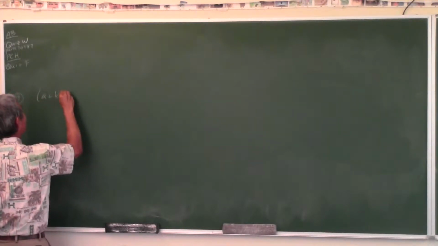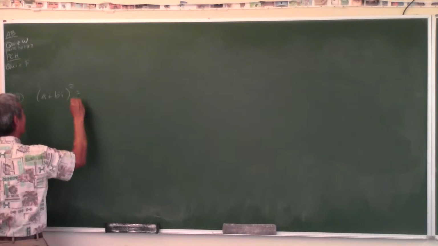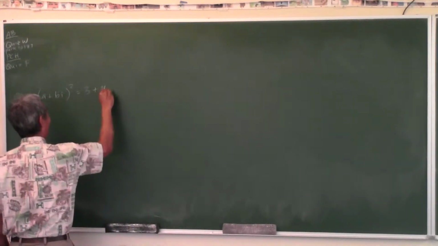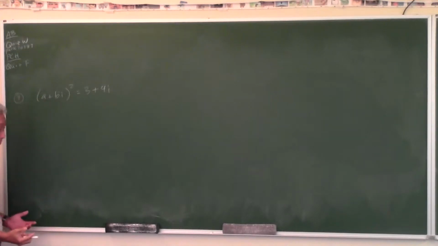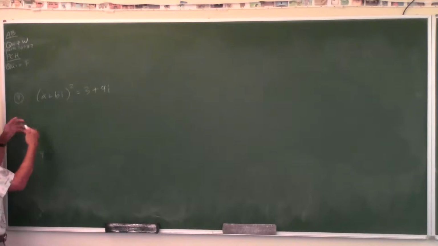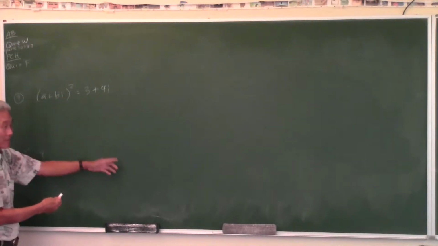Okay, what complex number squared will give you 3 plus 4i? Let me ask you this. Why is 3 the square root of 9? Because when you square this, you get 9, right? So we're trying to find the square roots of 3 plus 4i. So what thing squared will give you that? That's how you do it.